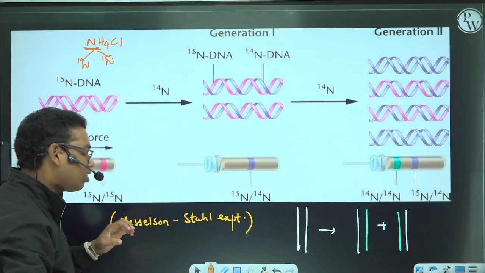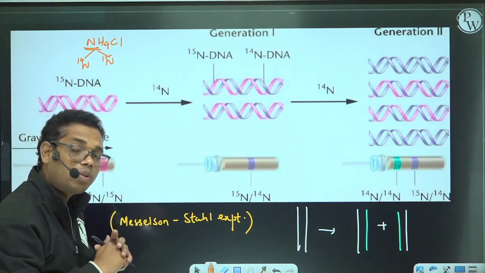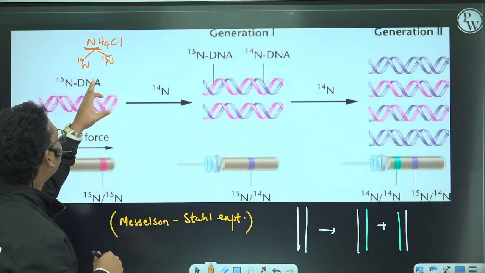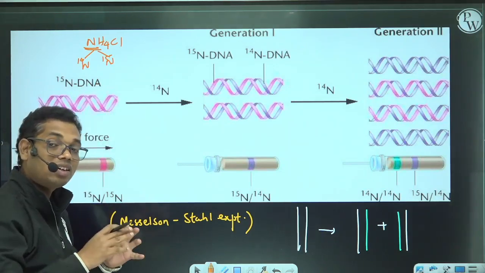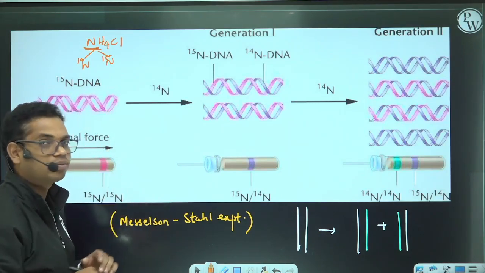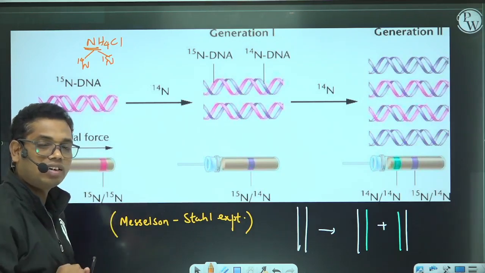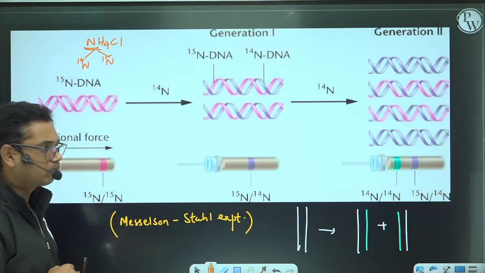Initially they grew E. coli for several generations in which they supplied nitrogen in the form of N15H4Cl. That means the nitrogenous bases of the DNA will be completely N15. So the DNA will be N15, and I can call that heavy DNA, N15 DNA. That means both the strands will have N15.